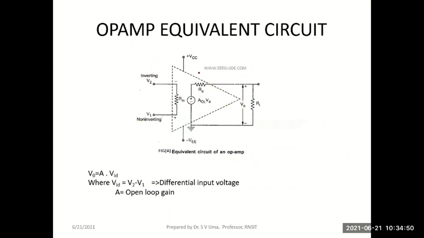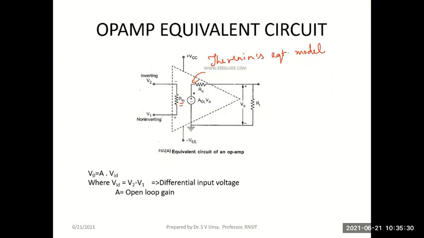Op-amp equivalent circuit. If I want to replace the amplifier action inside an op-amp, I want to write a model for the operational amplifier using Thevenin's equivalent model internally. You remember we had done this for normal amplifiers also, when we discussed the starting of amplifiers and wrote the Thevenin's equivalent model. The input side will have an input resistance Rin between the two input terminals.